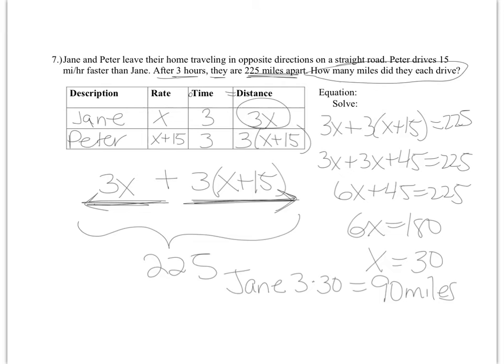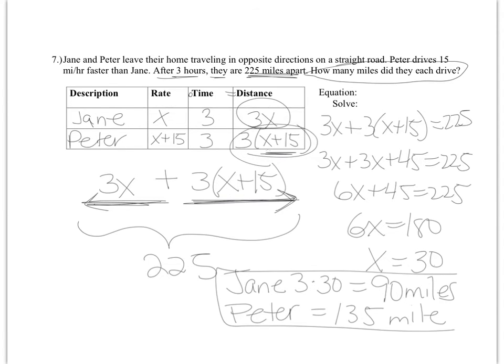And then Peter, we could do 225 minus 90, or we could just plug in the 30 into his expression. So Peter would be 30 right here. 30 plus 15 is 45, and 45 times 3 is 135. So I just plugged it into that expression. And then to double check, you could add those together, and those should equal 225. So there's your answer right there.